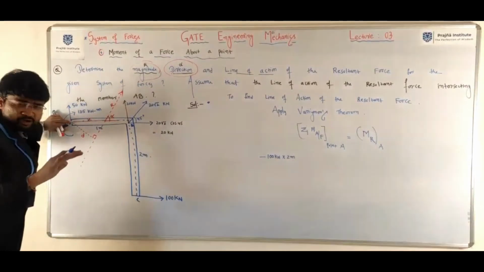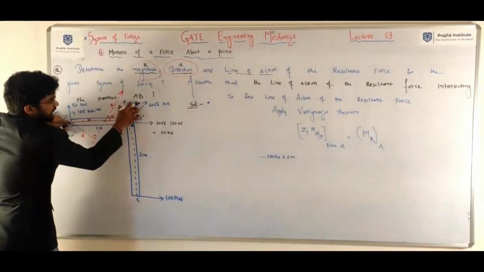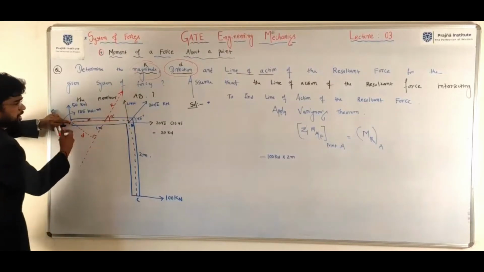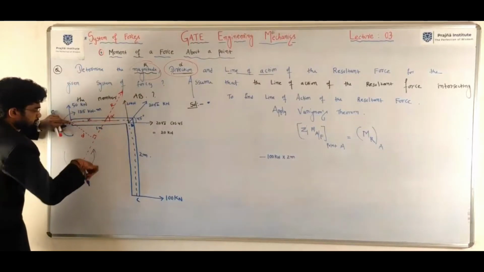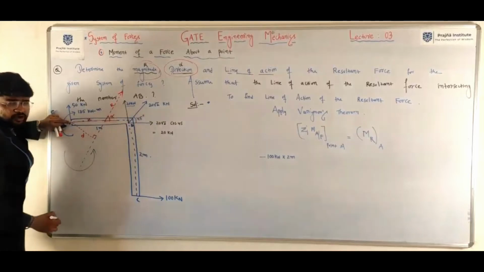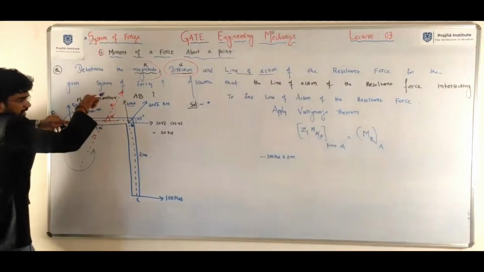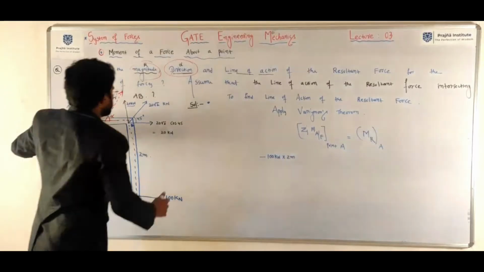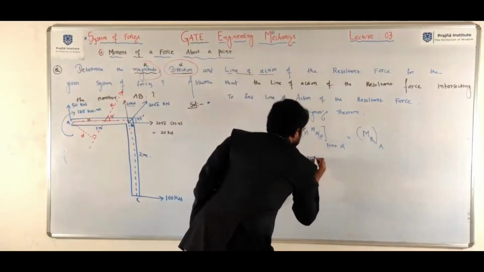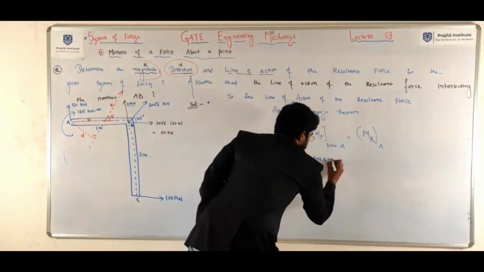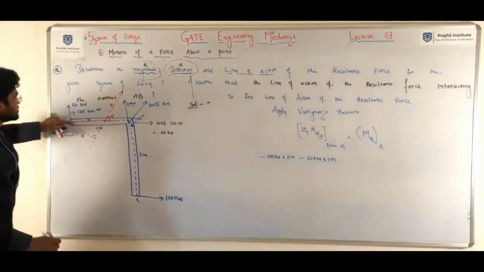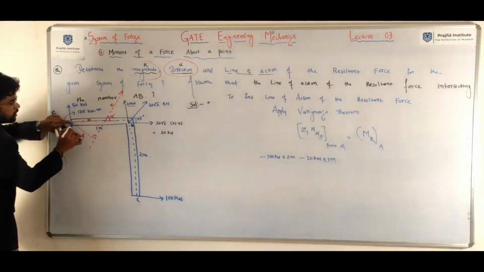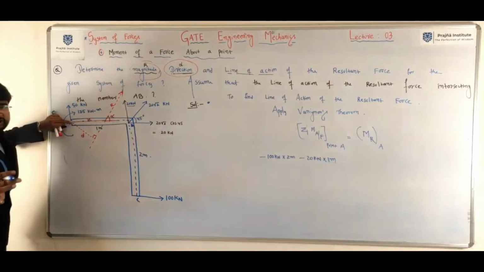That is why it is equal to 0. Moment of this 20 kilonewton about this point, anti-clockwise, right? Anti-clockwise. That is why minus 20 kilonewton into 1 meter. Next, moment of 50 kilonewton about point A, 0.